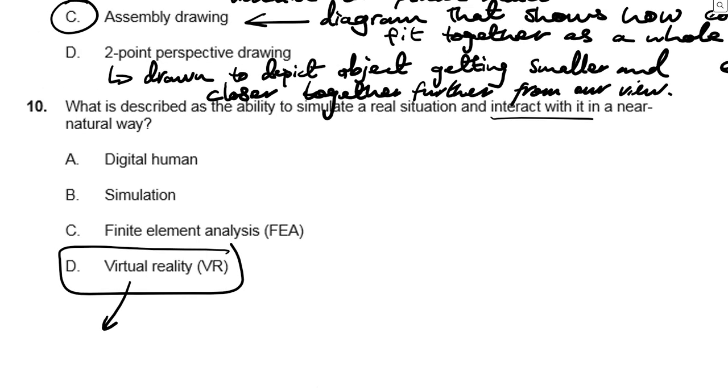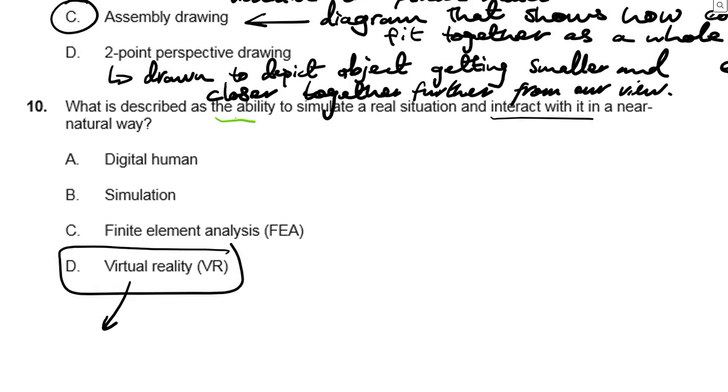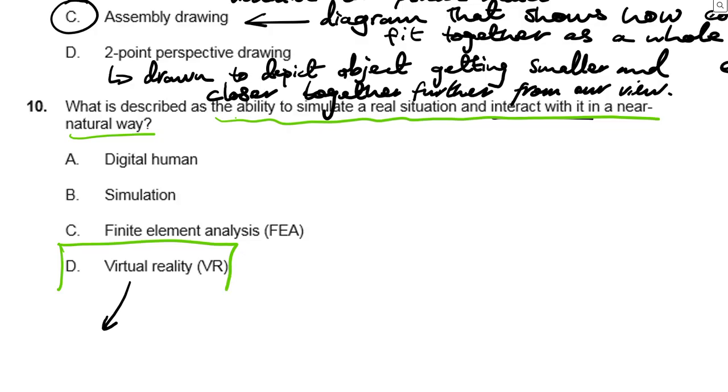And this is in fact the exact definition for virtual reality. So in fact, no need to define it. Let me just highlight this. The ability to simulate a real situation and interact with it in a near natural way. That is what virtual reality is. That's our definition in our glossary of terms.